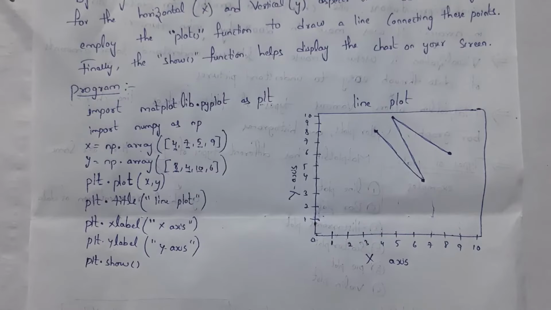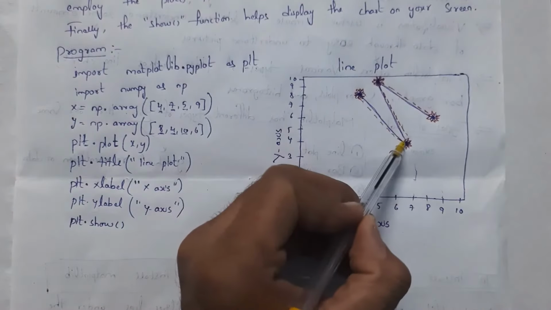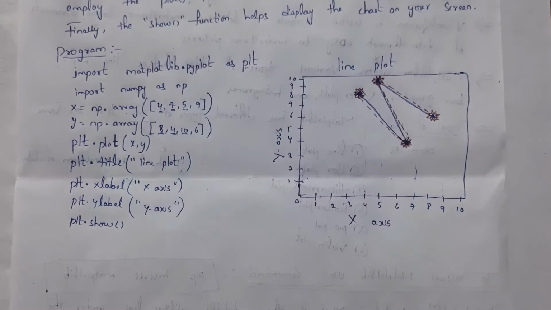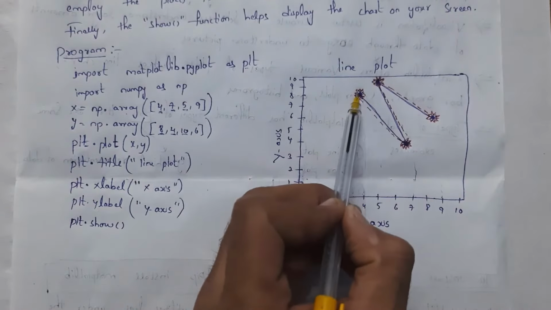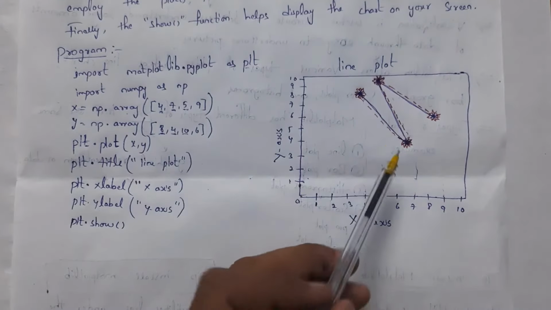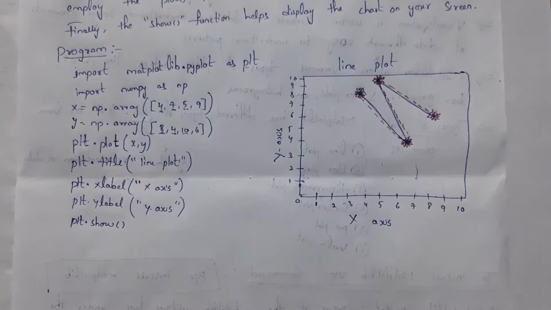I'll give one more example. Same program, just in place of each point I want to use a star symbol. And that too, the star must be blue color and the star edges must be red color. And in place of normal lines, I want to use dashed lines. I will write the program for this.